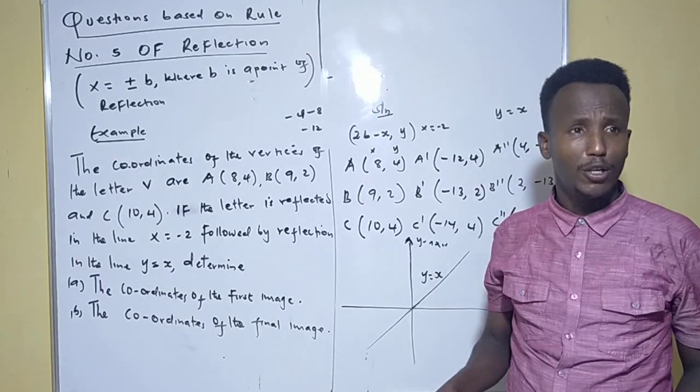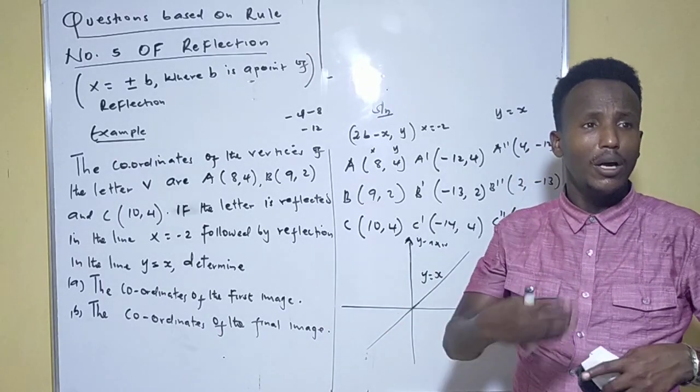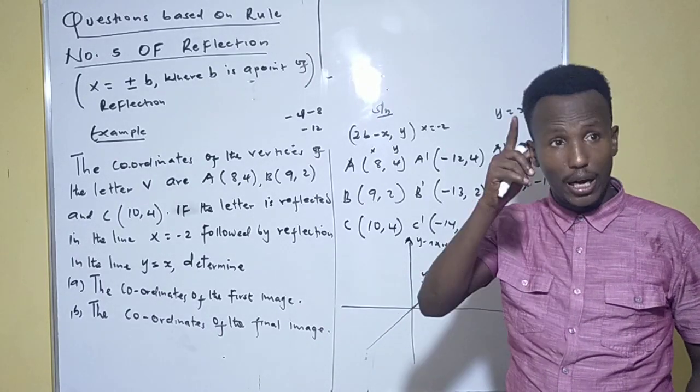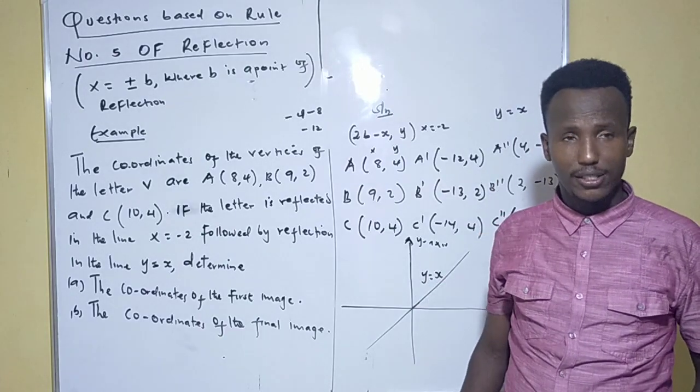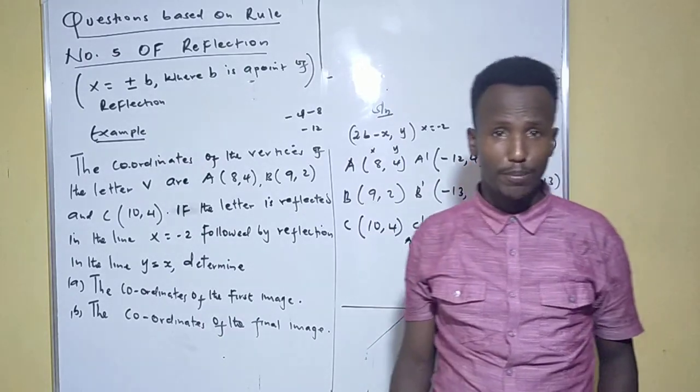When you're told x is equal to something, use that formula. For the line y is equal to x, exchange the positions of the coordinates and make sure you draw the line. Guys, can't you see how mathematics is very easy? I wish you the best.